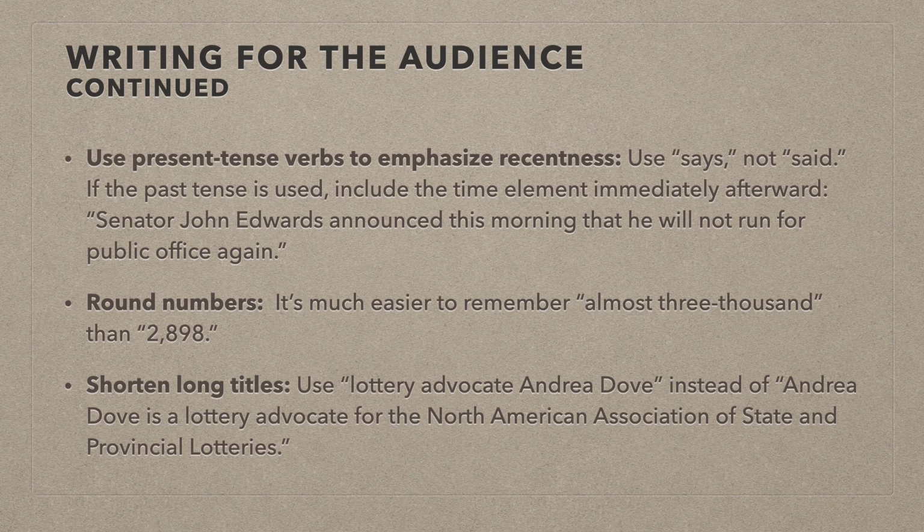For numbers, it's better to round them. If it's 3, there's nowhere to round it, but if it's 2,898, go ahead and round it to almost 3,000. It's going to be much easier for your audience to remember. Also, long titles are really clunky in broadcast. They take up a ton of your time, and you have limited time to tell a story in broadcast. So shorten them, make them more descriptive.